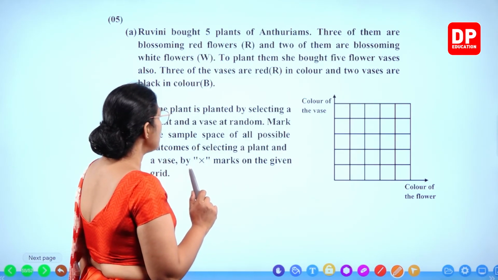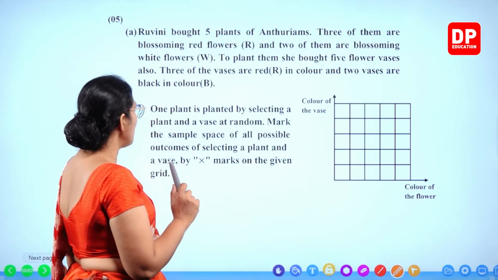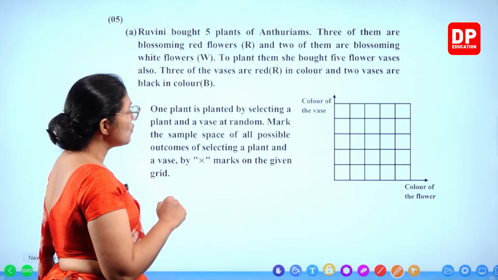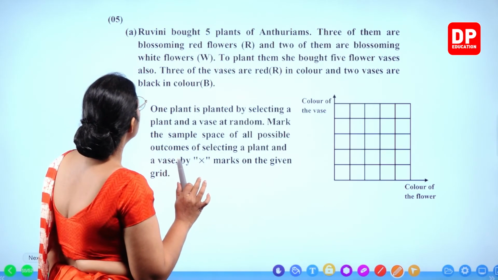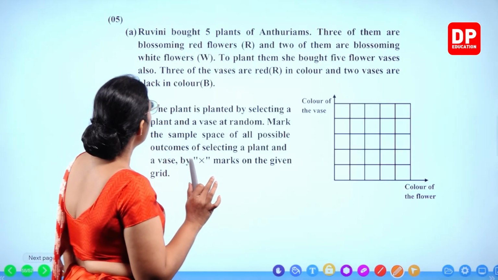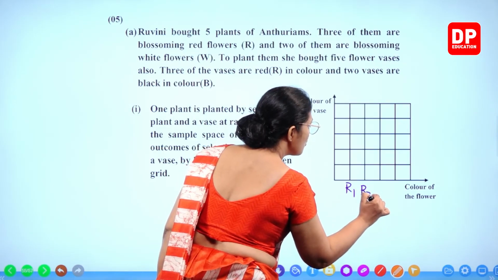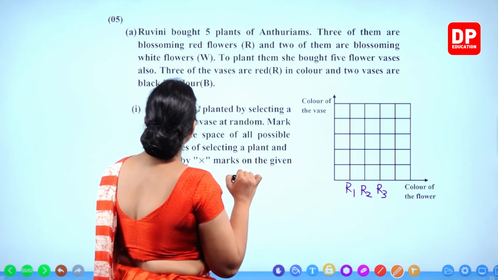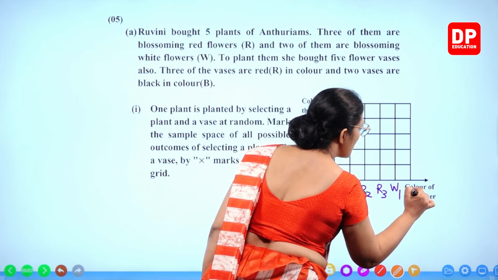Mark the sample space of all possible outcomes of selecting a plant and a vase by cross marks on the given grid. So first you have to identify what are the colors. Color of flowers. 3 of them are blossoming red. So I'll write R1, R2, R3. 2 of them are blossoming white. W1 and I'll write this one as W2.